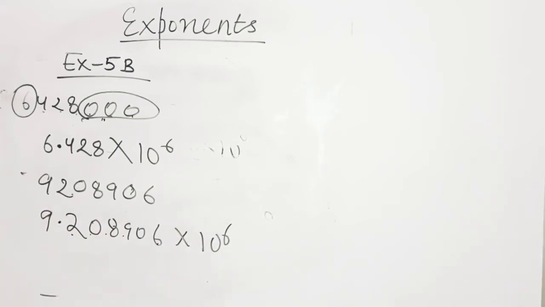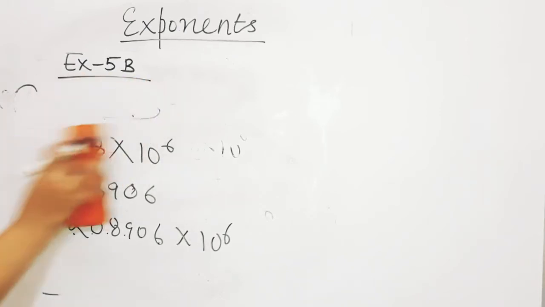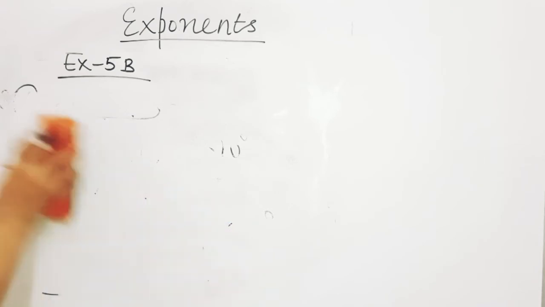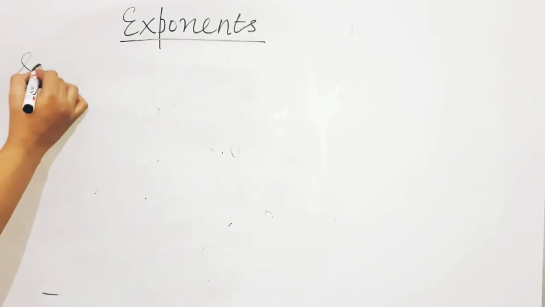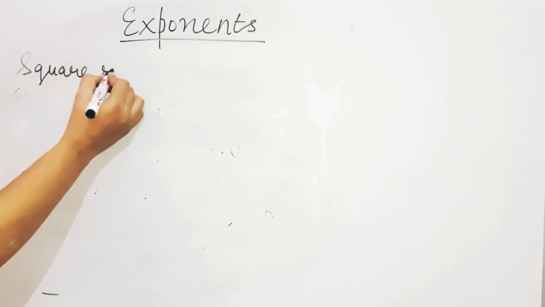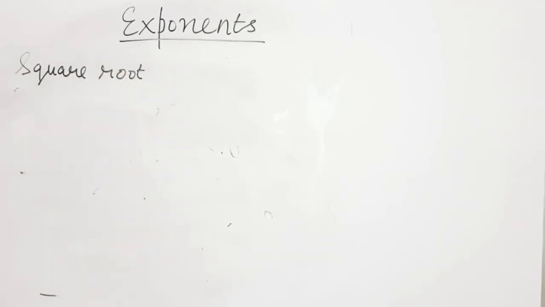So this is how you have to do the questions based on exponents. Now this chapter is over. Only one thing is left, that is square root. So let me explain that also so that I finish the chapter today itself. Now what is square root? Square root of a given number is that number whose square is the given number.